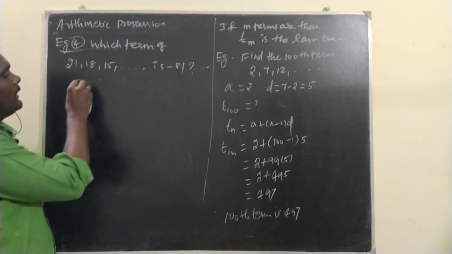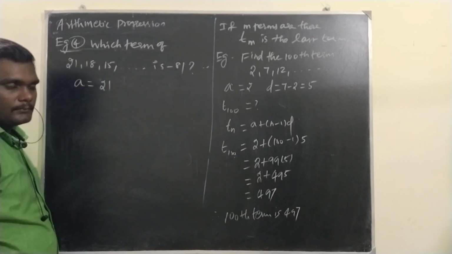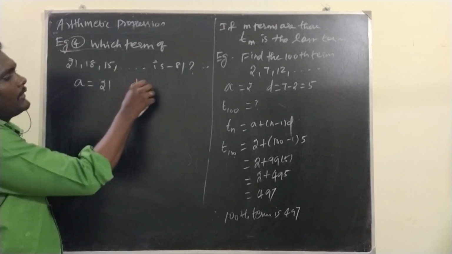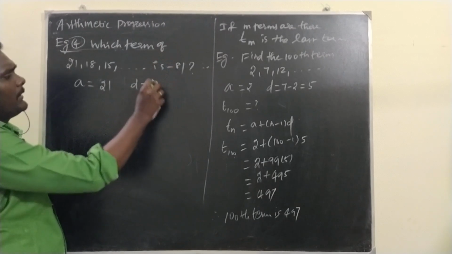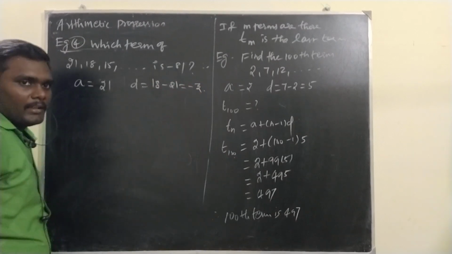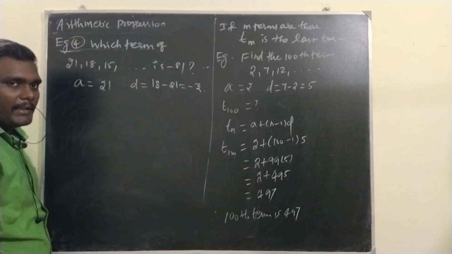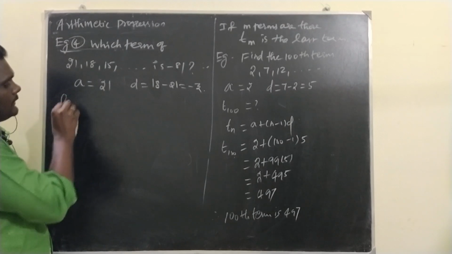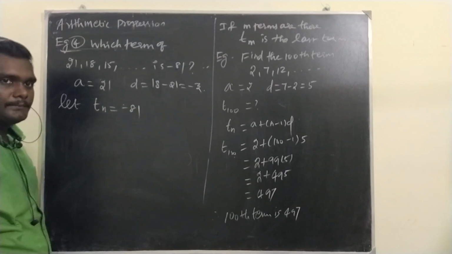What is the given AP's first term? 21. Then the common difference is minus 3. How is it minus 3? 18 minus 21, so it is minus 3. Now, we need to find which term is minus 81. So, for that, let us take Tn equals minus 81.